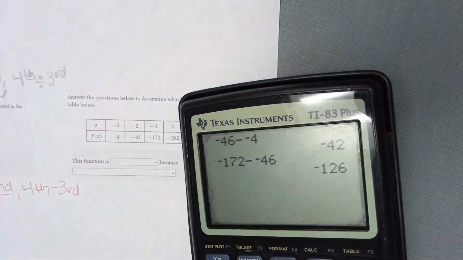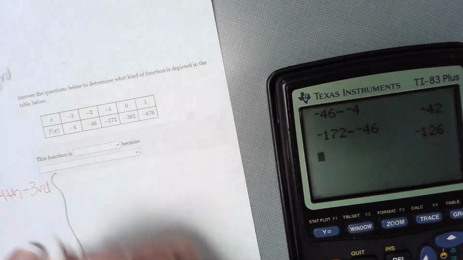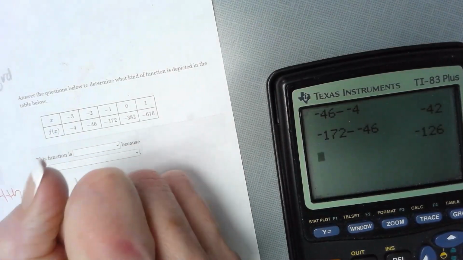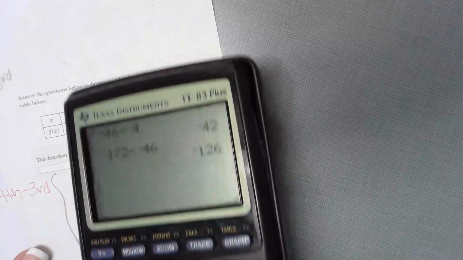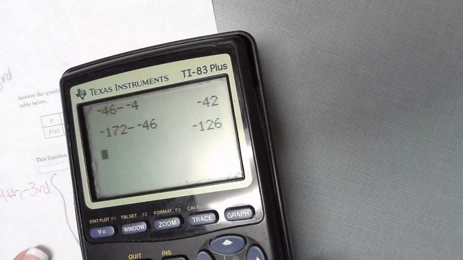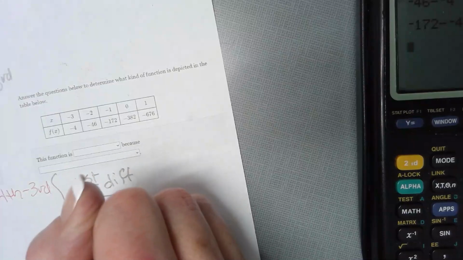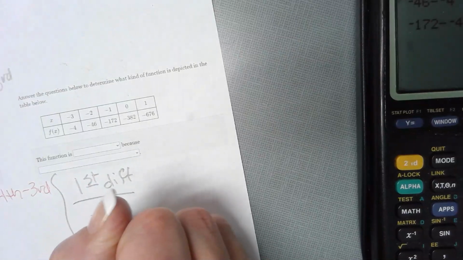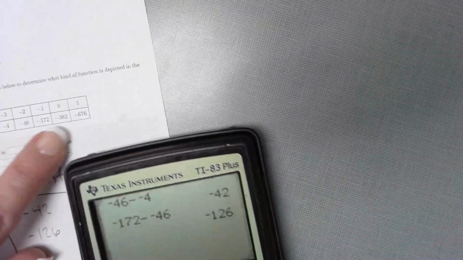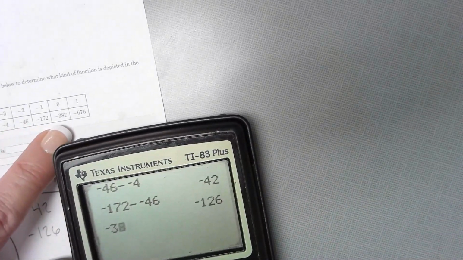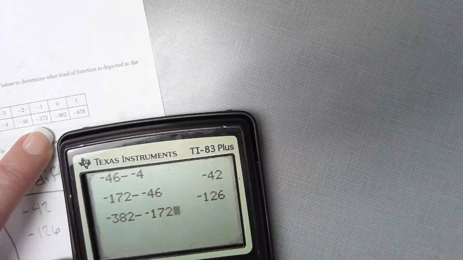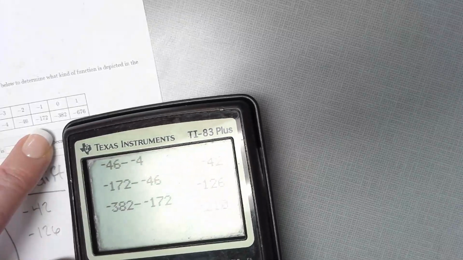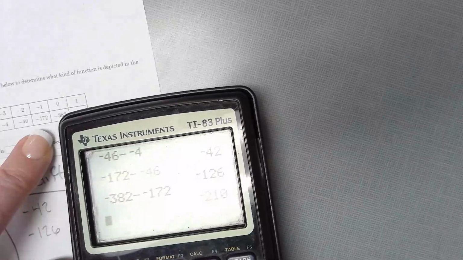Y'all, I already know it's not right, but remember, we have the second difference. So, y'all, once the first difference doesn't work, we still got to write it down. So, write down your first difference. Start to write down your numbers. So, we've got negative 42 and negative 126. Got to do it at least one more time. So let's do the fourth term, negative 382, minus the third term, negative 172. We get negative 210.